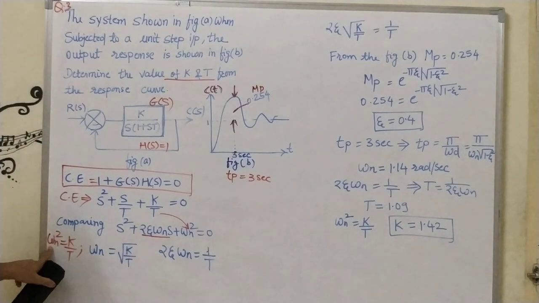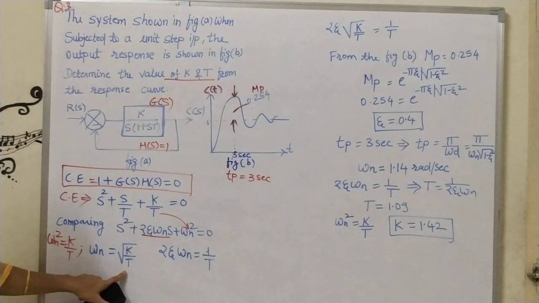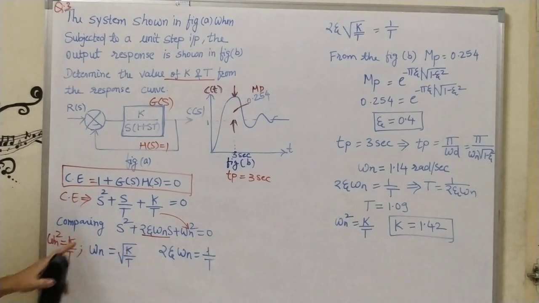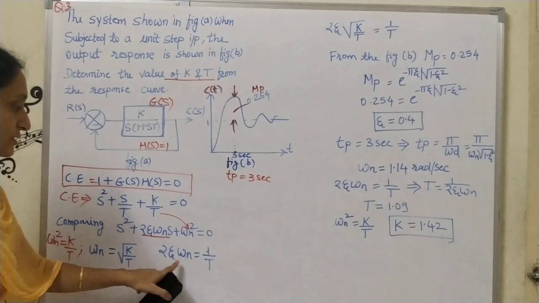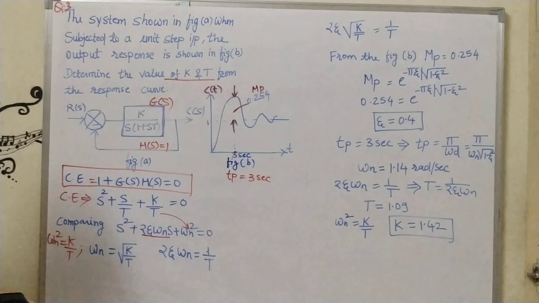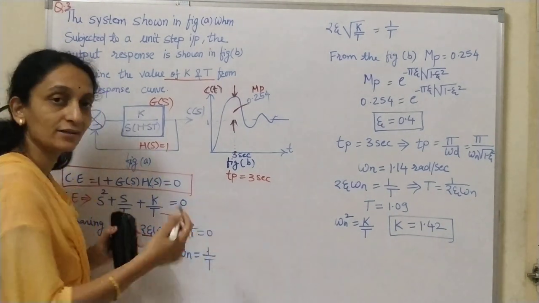See here, when I am comparing, I am writing the formula for omega n is equal to under root of k by t. So these two terms are unknown. Here also these terms are unknown: zeta, omega n and t. So now we will use the formula from whatever data is given.